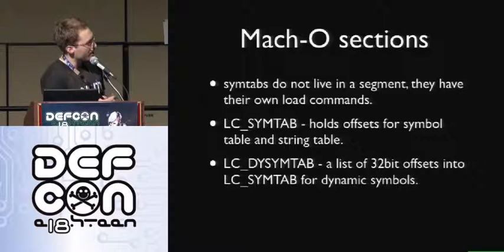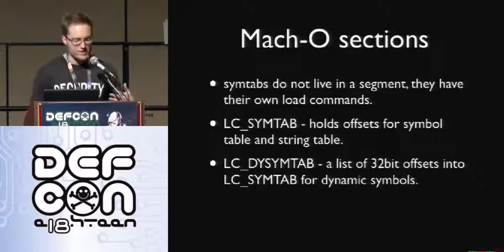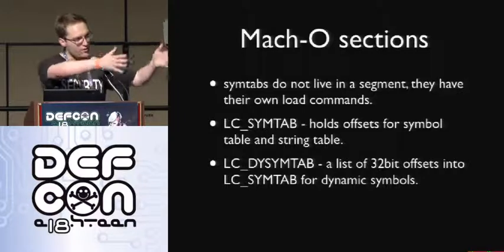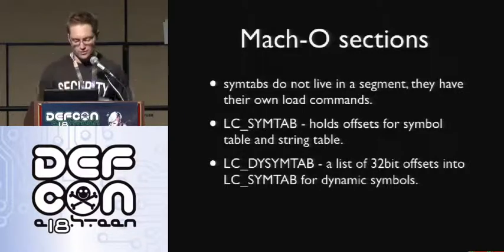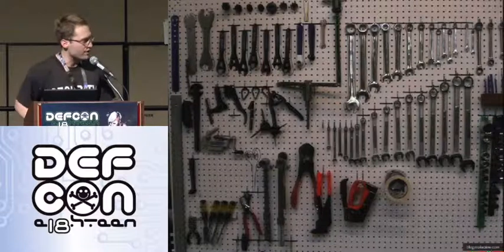So the dysymtab in Mach-O, which describes how dynamic functions work, is actually just a list of offsets into the symtab. On ELF, you have two separate tables. On Mach-O, you have one table, and then you have a set of indexes into that table for things that are exported.